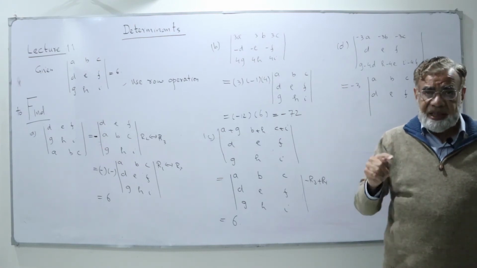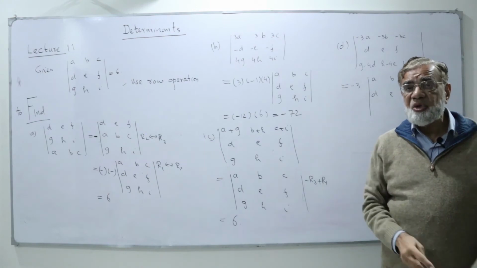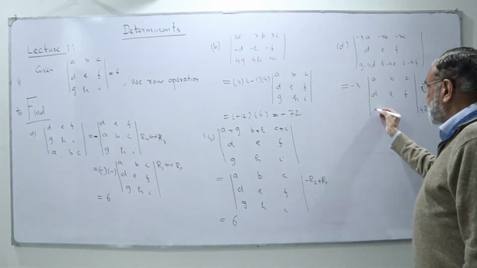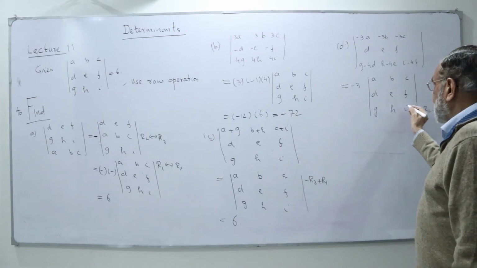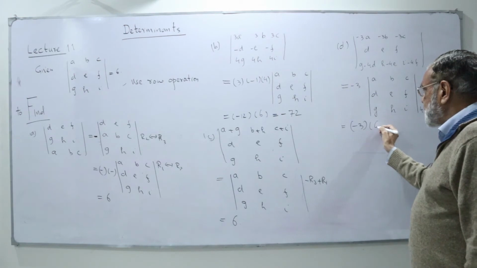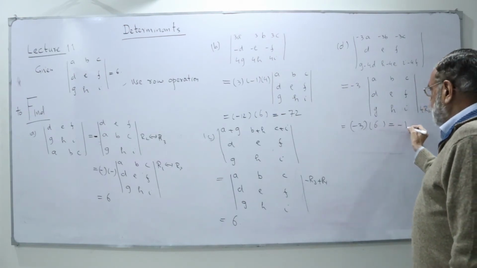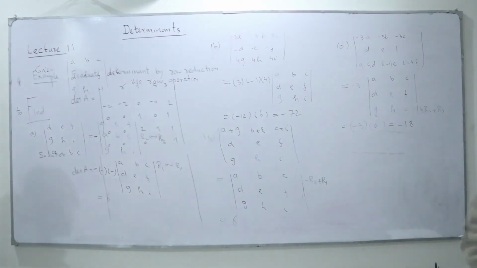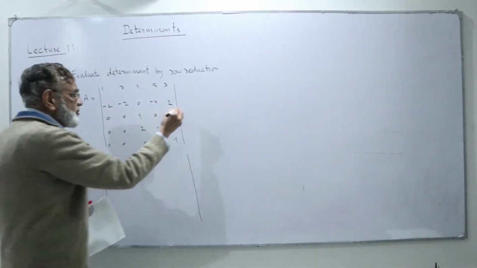Take any number, and then multiply a row with the number and add it to another row, no change. So multiply 4, add to this one, we get here G, we get here H, we get here I. So this is minus 3. The value of this one is 6, and the result is equal to minus 18. So that's our solution.